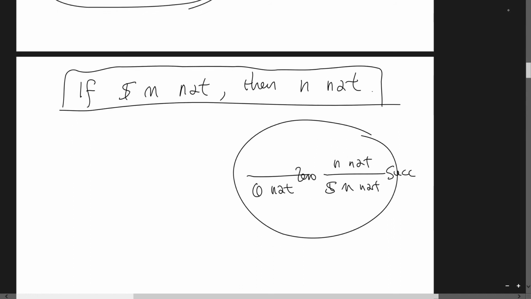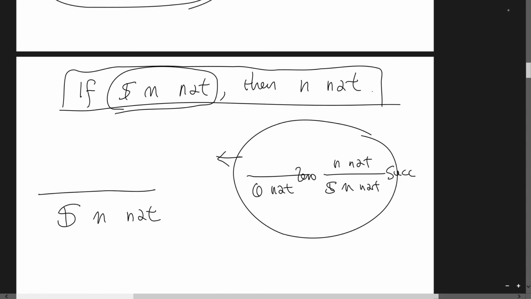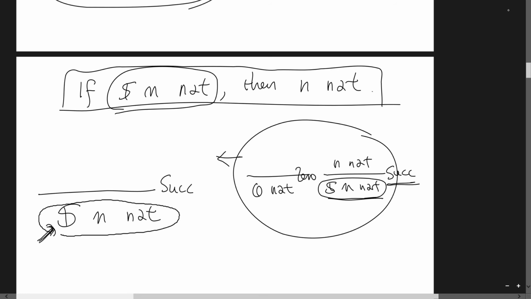Now suppose that this judgment holds. We have a proof of successor n nat. Then according to the inference rules in the original system, the only way to prove this judgment is by applying the successor rule. There's no other way, because this is the only inference rule where the conclusion matches the judgment that we'd like to prove. So if this is provable at all, then the last inference rule must be this successor rule.